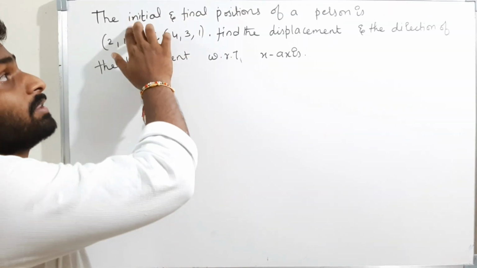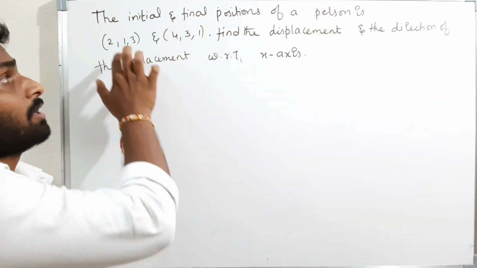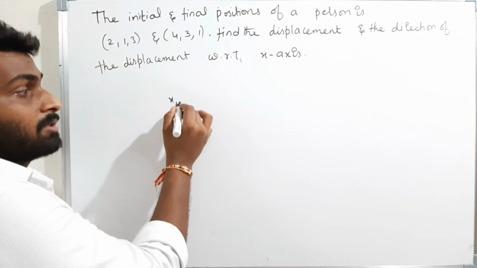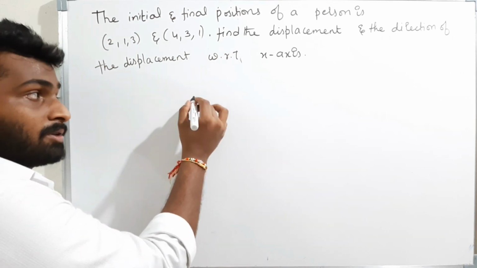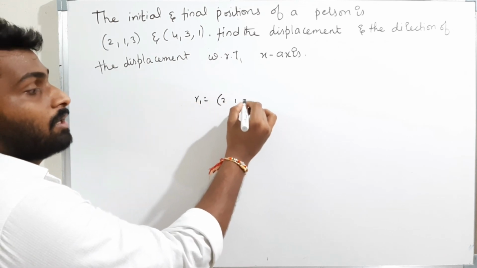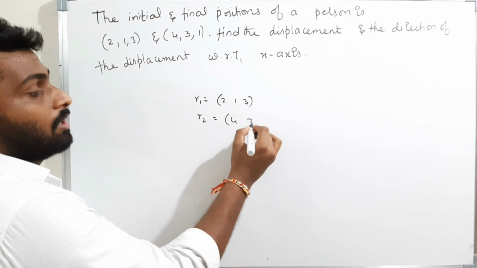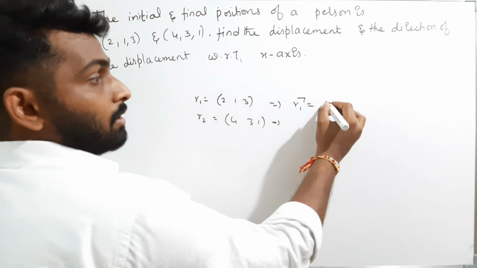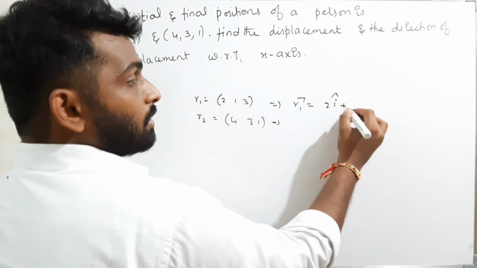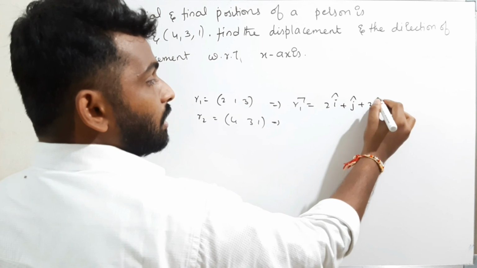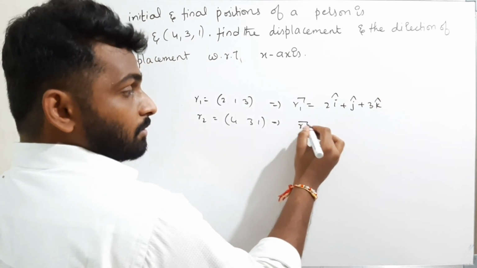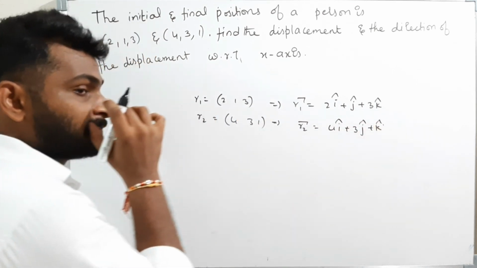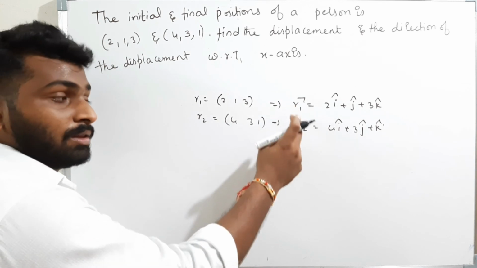Okay, see this question. The initial and the final positions of a person are 2, 1, 3 and 4, 3, 1. Well and good. Therefore, they gave us the initial position R1, which is 2, 1, 3, and the final position 4, 3, 1. Therefore, R1 bar is nothing but 2I cap plus J cap plus 3K cap. And what is the final vector? My final position vector is 4I cap plus 3J cap plus K cap. This is the initial position vector, and this is the final position vector.